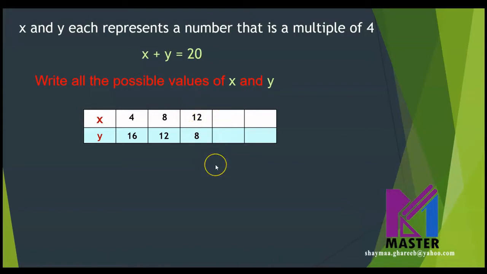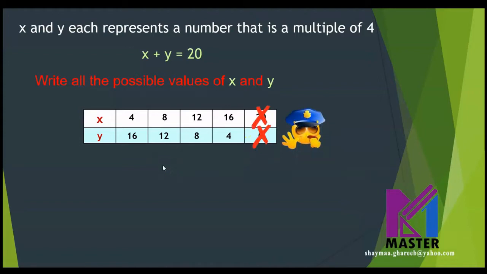The next multiple of 4 is number 16. So 16 plus what gives 20? Of course, 16 plus 4 equals 20. What is the next multiple of 4? Is number 20. So if X equals 20, then Y equals 20 plus what gives 20? 20 plus 0. Is 0 a multiple of 4? The question says both of them, X and Y, are multiples of 4. Is 0 a multiple of 4? No, so I have to stop here.